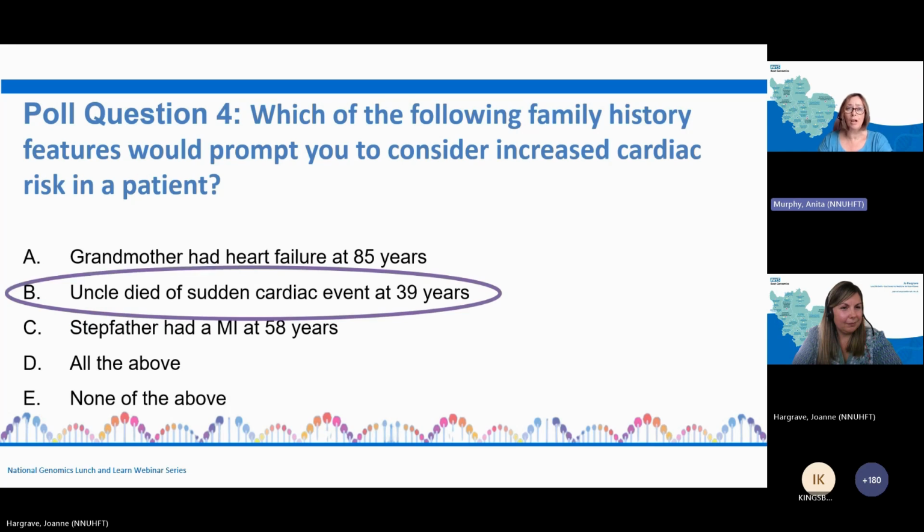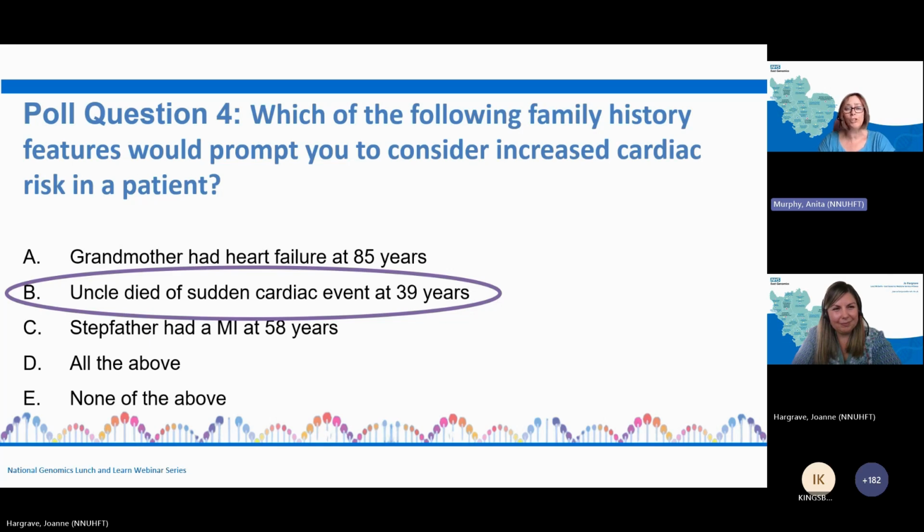anybody dying of sudden cardiac death under the age of 40 should be raising a red flag. Now, interestingly though, some of you put all of the above. If we look at the stepfather who had an MI at 58, you're right, that would be a consideration, but in this case, he's Archie's stepfather, so he's not a biological relative. However, in practice, you would be asking this gentleman about his other family members. So as I say, it's a little bit of a trick question.